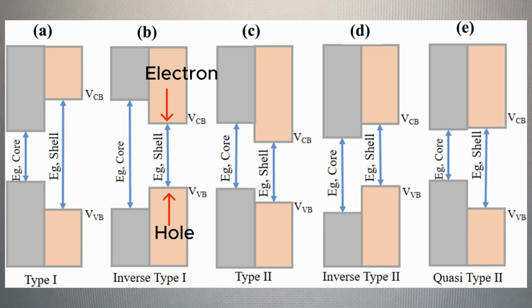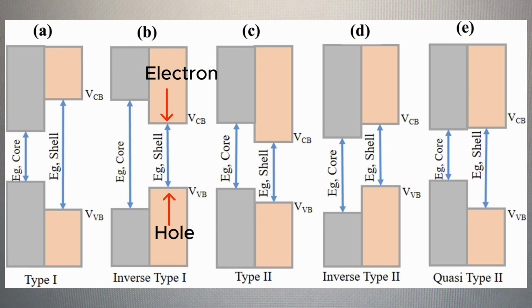So let's say you create an exciton here. The hole will rise to the highest place it can go, and the highest place it can go is the valence band of the shell, and the electron will drop to the lowest place it can go, and the lowest place it can go is the conduction band of the shell. So that would mean that your exciton is localized in the shell, which is the inverse of type 1, like we just explained.